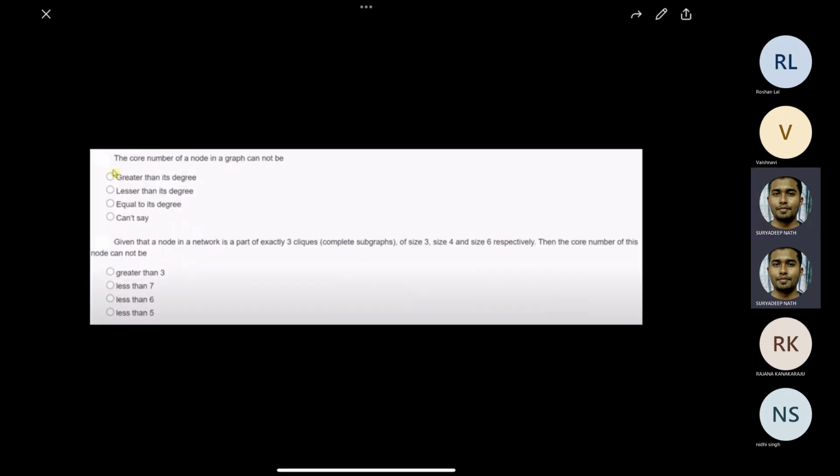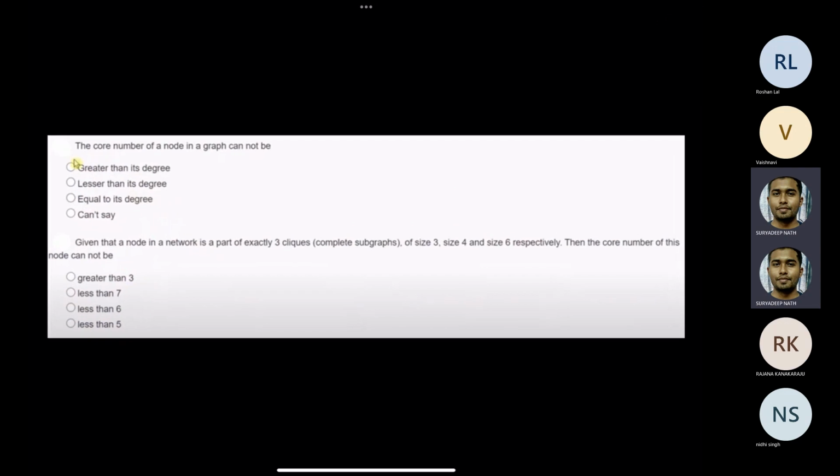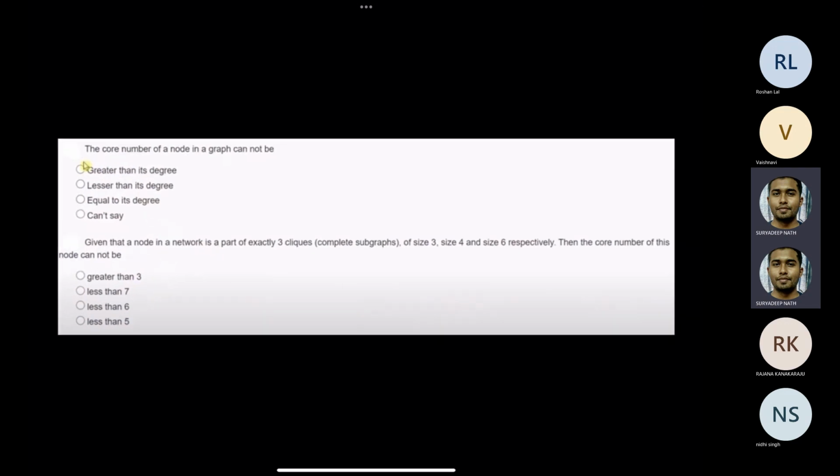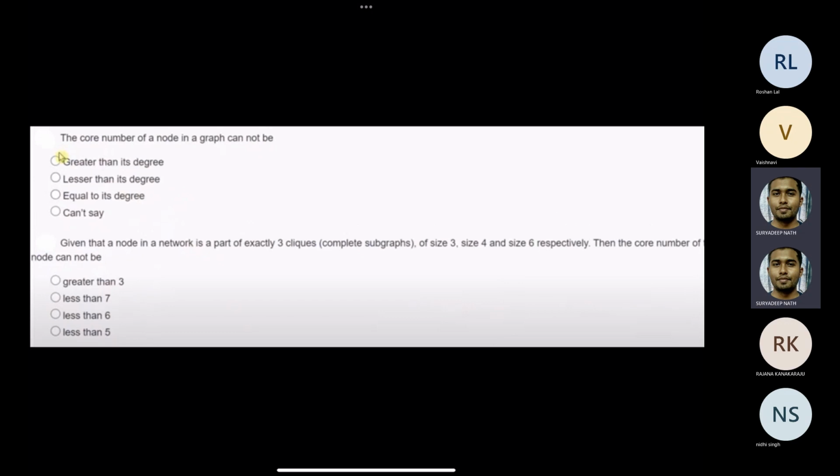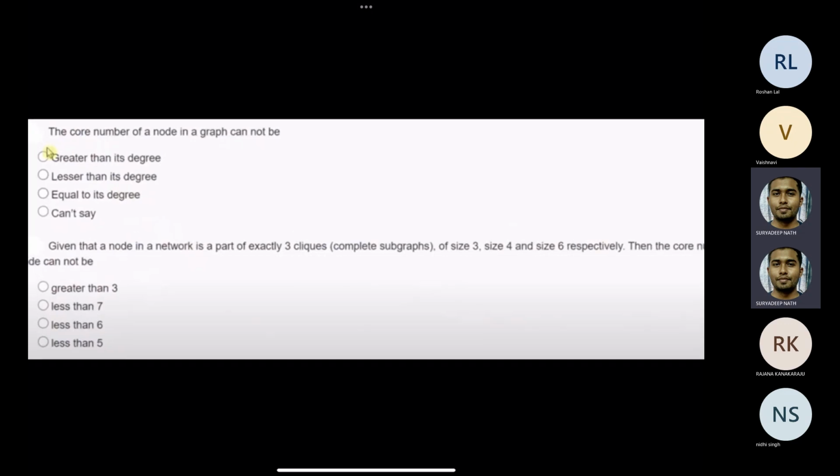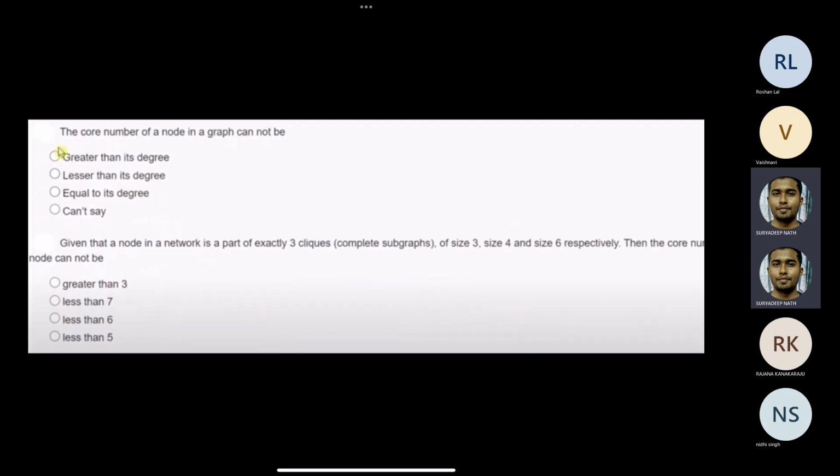Coming to the next one: the core number of a node cannot be greater than its degree, lesser than its degree, equal to its degree, can't say. So the right answer is that it cannot be greater than its degree. How you get the core is by removing the nodes with lower degrees first. So you basically keep reducing the degree till you reach the k-core. So it will always be option A, cannot be greater than its degree.